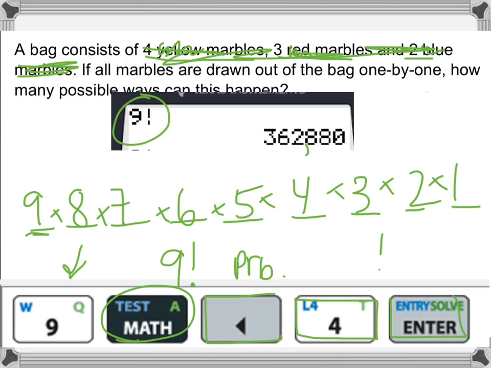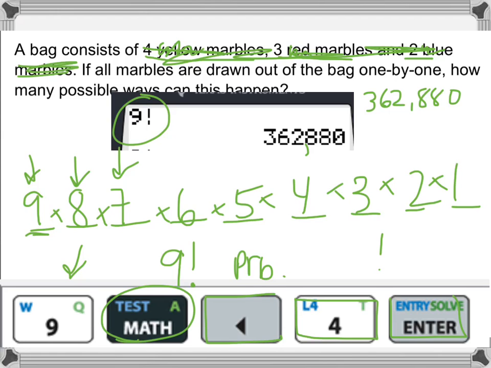362,880 possible ways. Okay, so it seems kind of strange that that's the amount of ways that you can choose 9 unique marbles out of a bag, but it really starts to accumulate faster and faster because there's 9 you can choose from, and then 8 possible, then 7, and when you start multiplying these numbers, they just start getting bigger and bigger. 9 times 8 is already 72, so it's already getting a lot larger.